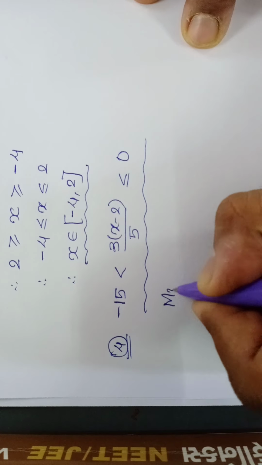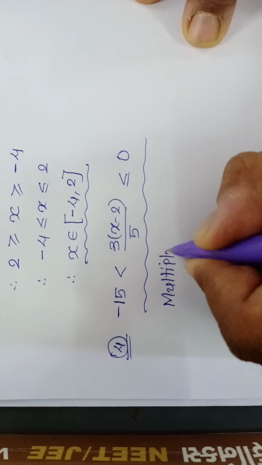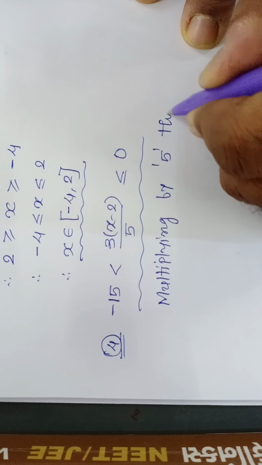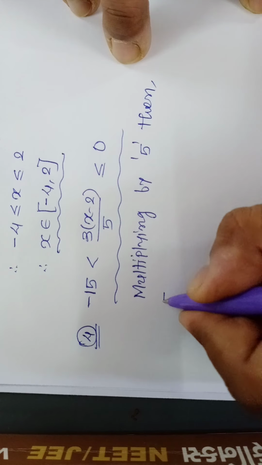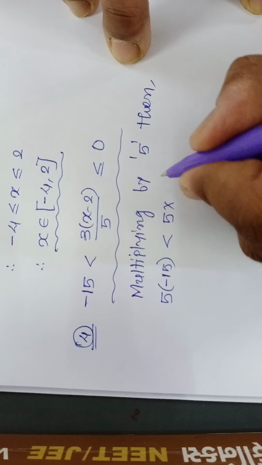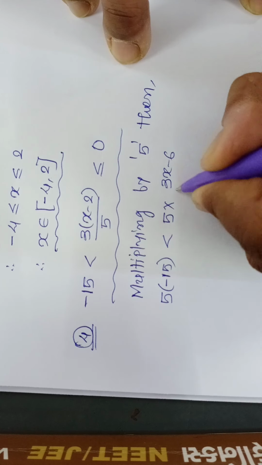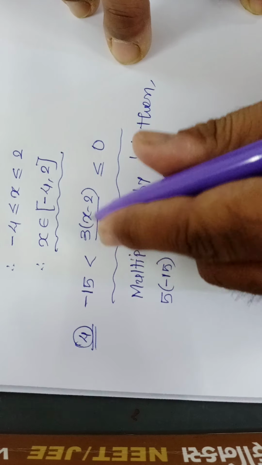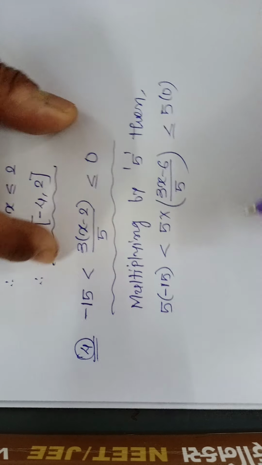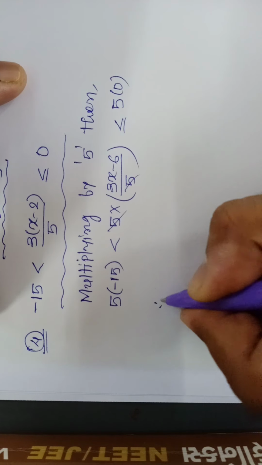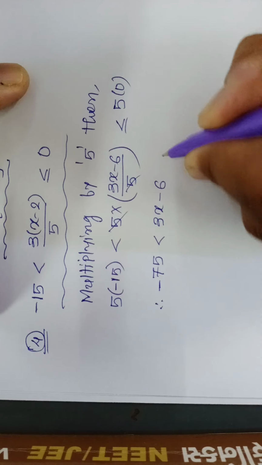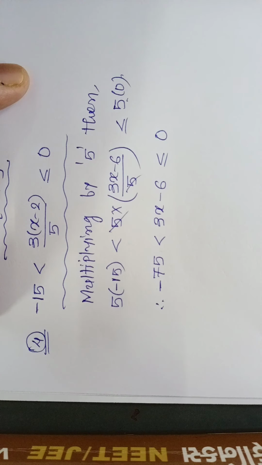So multiplying by 5, then this is 5 into minus 15 less than 5 into 3x minus 6 by 5. I hope you understand that this 3 just multiplies there. Less than or equal to 5 into 0. Here 5 cancels. Here is minus 75 less than 3x minus 6. And again here 5 into 0 is 0.